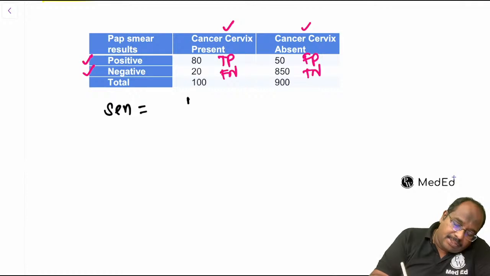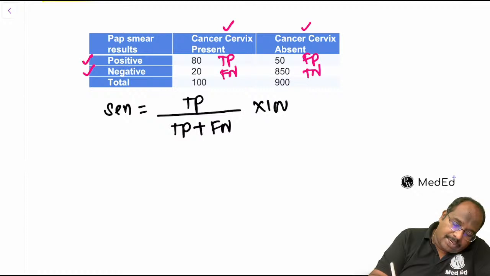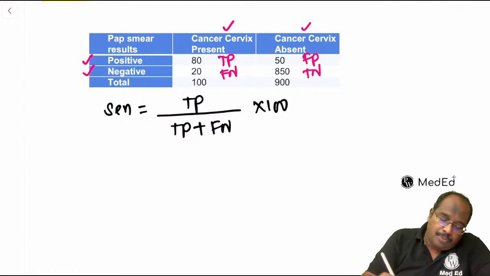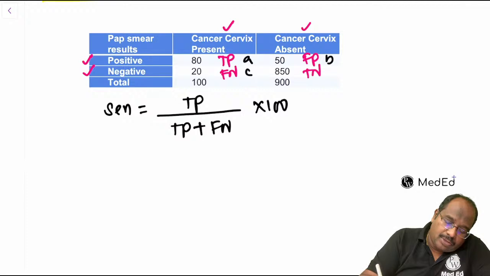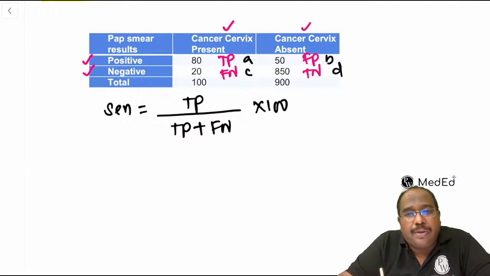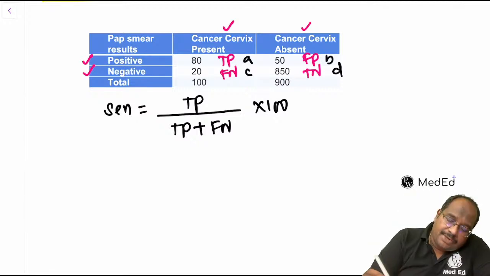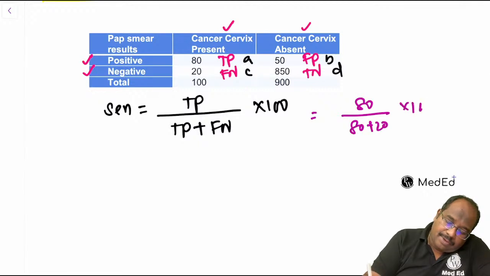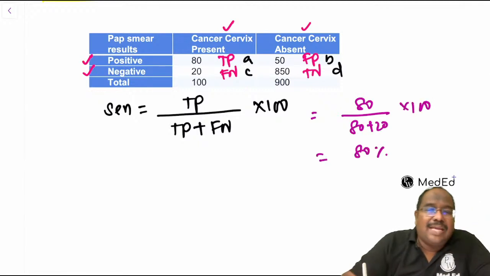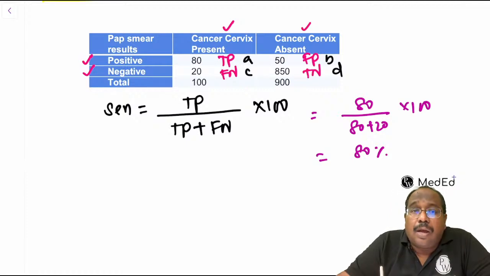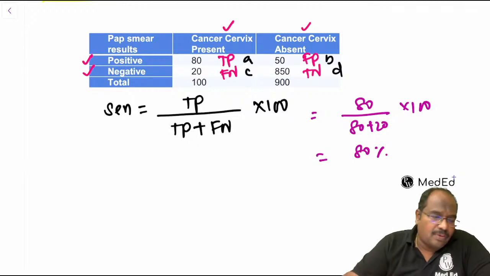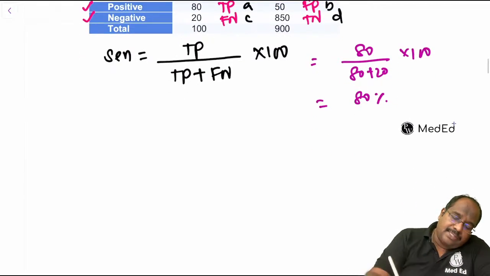Sensitivity formula is true positives by true positives plus false negatives, multiplied by 100. Or you may write it as A, B, C, D also. Maybe that's how you'll start in your class. A by A plus C. Now, how much is the sensitivity here? 80 by 80 plus 20 multiplied by 100. That is 80%. So, among those 100 diseased persons, the screening test can directly identify 80 people. This is sensitivity.